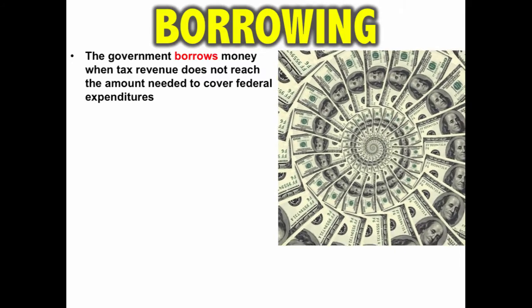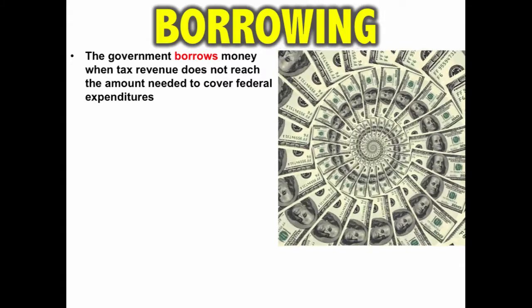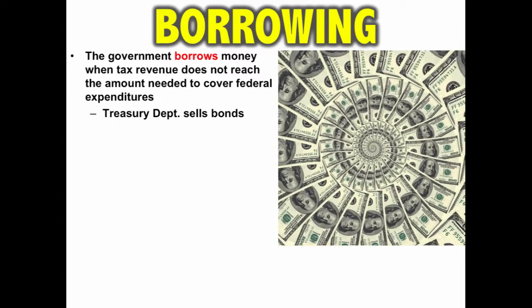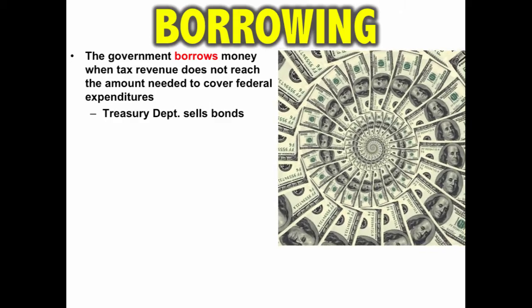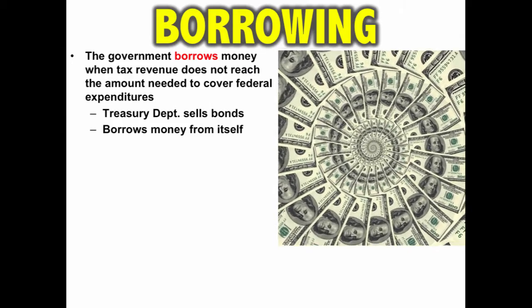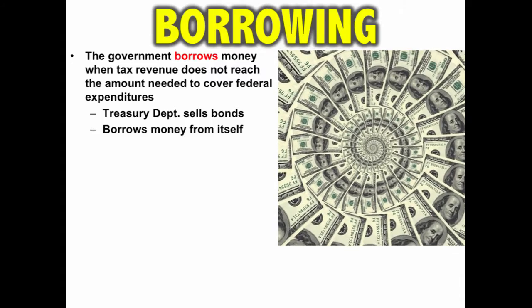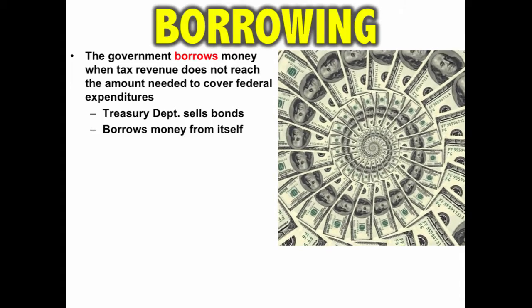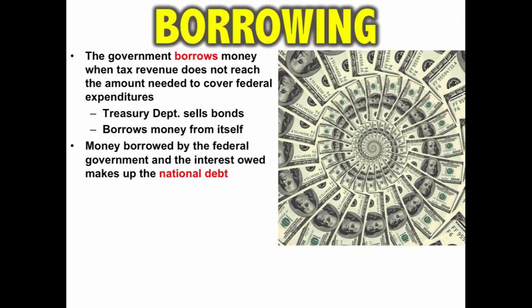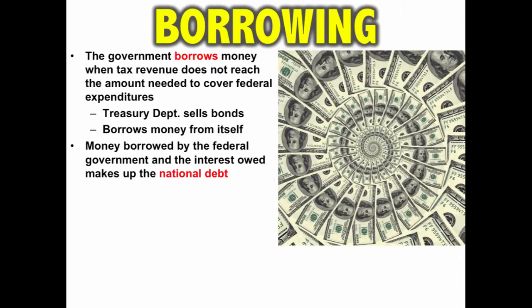There are all sorts of different ways the government can borrow. One way is when the Treasury Department sells bonds. The government would pay interest to bondholders, or the government can borrow money from itself, taking money from one government program such as Social Security to pay for something else. Regardless of the source, money borrowed by the federal government and the interest owed makes up the national debt.